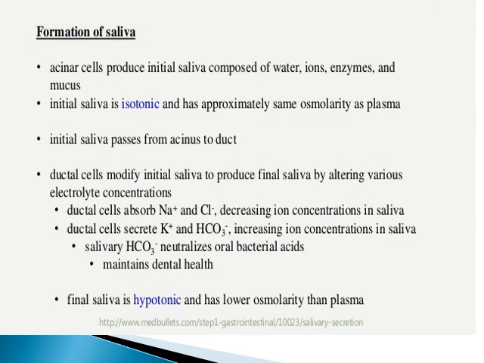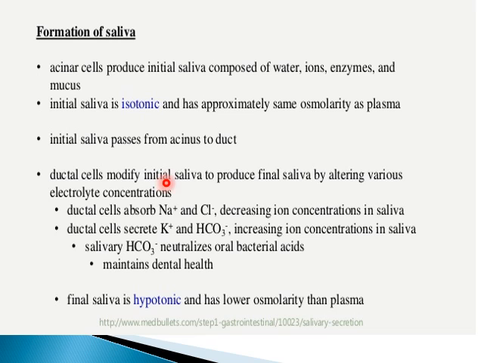Formation of saliva. Acinar cells produce initial saliva composed of water, ions, enzymes, and mucus. Initial saliva is isotonic and has approximately the same osmolarity as plasma. Initial saliva passes from the acinus to the duct: first the intercalated duct, then the striated, then the excretory duct.